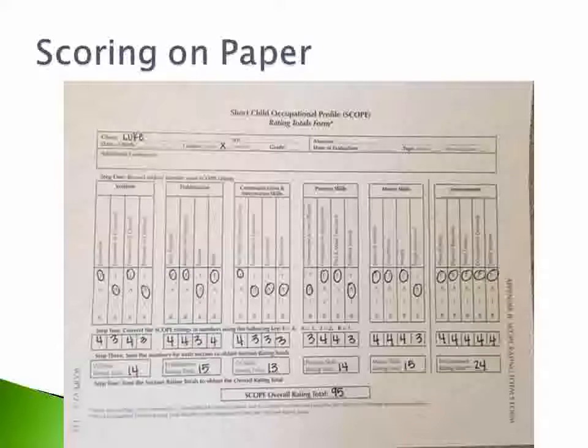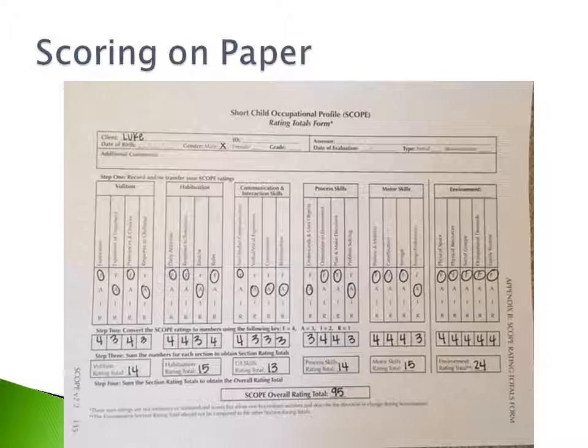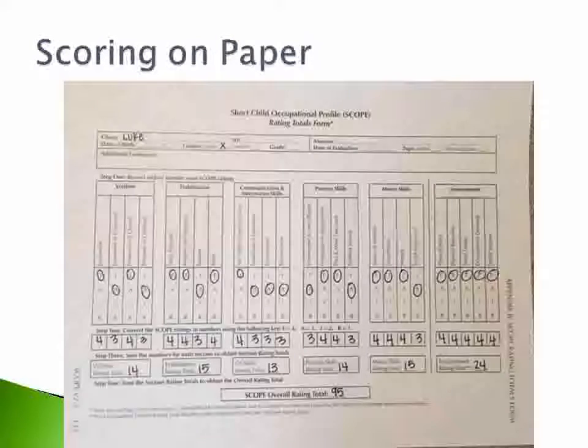If scoring on paper, this is similar to what it looks like. These are the ratings I gave Luke in each section in the clinic. Now, these sections may look different if a different rater had scored him. They also may look different if we had scored him in a different environment, such as his home. However, this particular session and this particular rater identify these areas as these ratings, giving him an overall rating of 95.